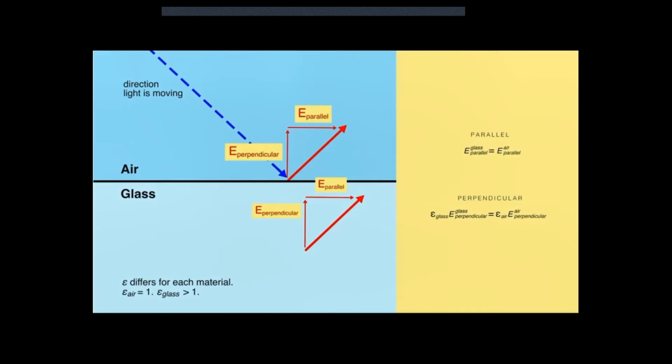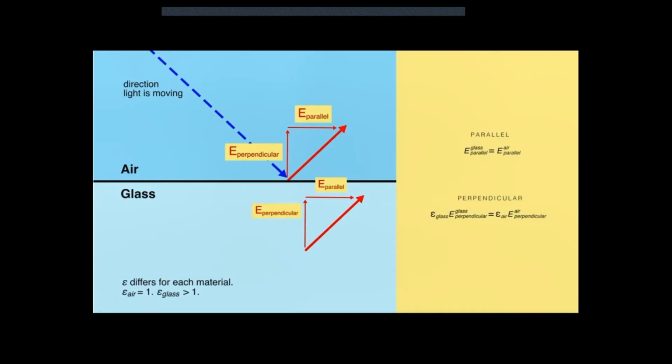All right, so here's the incoming light. This is the electric field of the incoming light. Notice that the electric field is pointing in this direction. You can break the electric field into two components. You can make a small triangle at this point. This is the perpendicular component, perpendicular to the surface, and this is the parallel component, parallel to the surface.